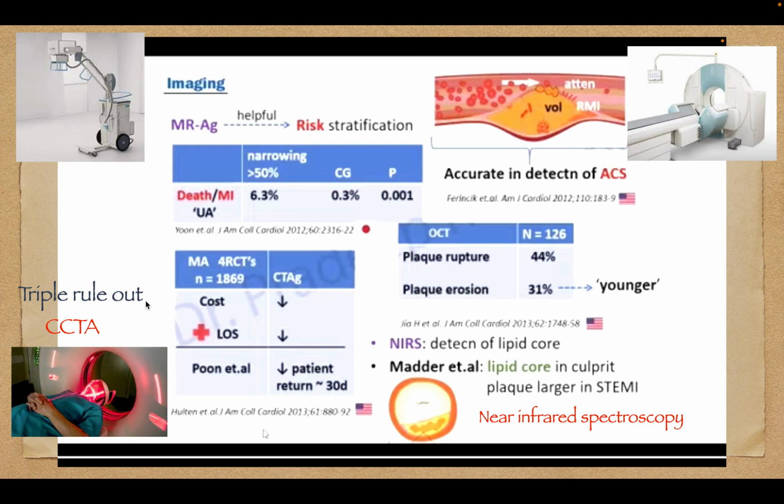So as you could see, even the MRIs would be the kind of a radiological investigation which will help in the risk stratification of the patients of ACS, and of course they will help in accurately diagnosing and detection of ACS. The near infrared spectroscopy also can be helpful in the detection of lipid core as a culprit or a plaque which is larger in STEMI. So this is by and large the radiological investigations helpful in diagnosing ACS.